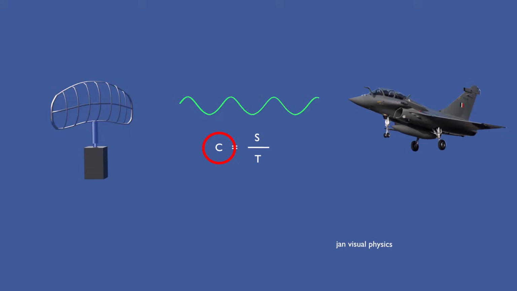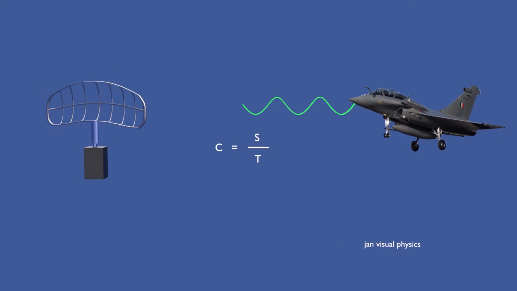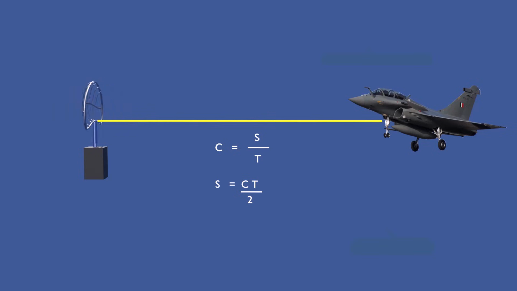Since the speed of radio waves is known and the time taken for the wave to go to the object and return is measured, the distance of the object can be calculated. The total time is divided by 2 because the wave travels to the object and back.